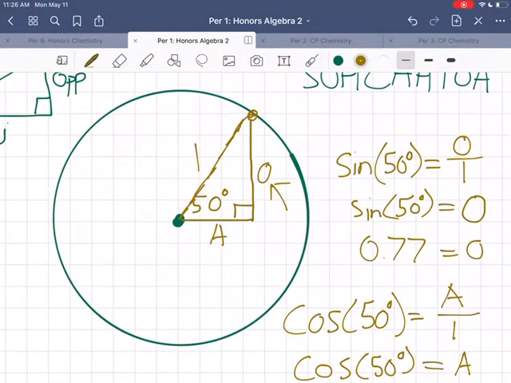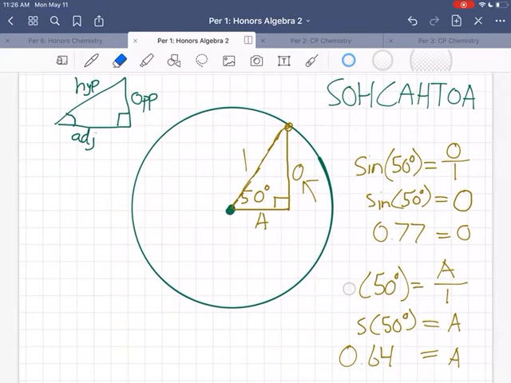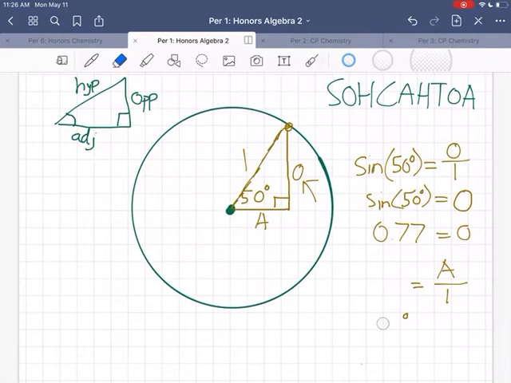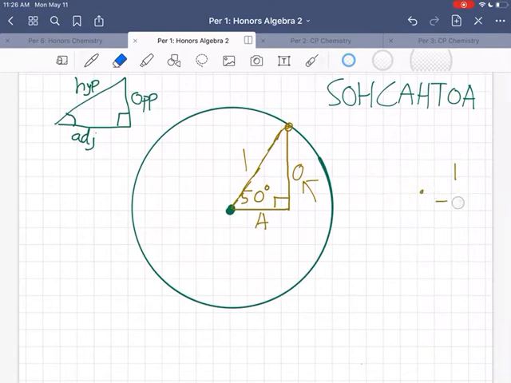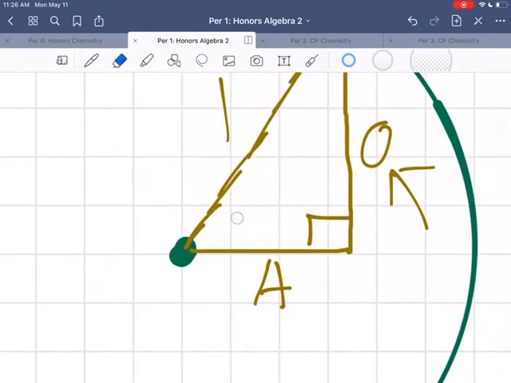Okay, now let's look at the other way around. We just went from knowing the degree to finding out the lengths of our sides. Now let's look at the other way around, where we start with the lengths of our sides and we have to figure out what the degree is of our angle. All right, so let's get rid of this because we don't know what our angle is.